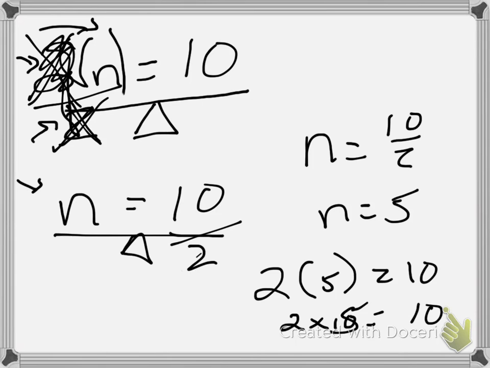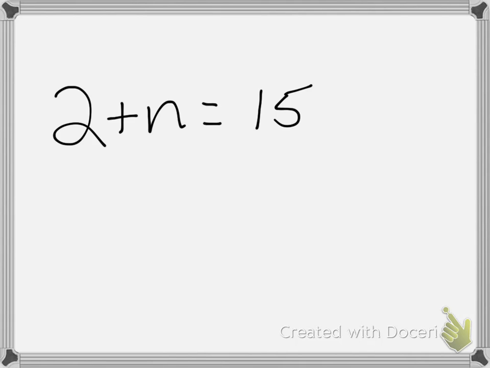Okay, so we've looked at one that is multiplication. Now let's look at one that is addition. Say we have 2 plus n equals 15. We know that 2 plus any number would equal 15, so we already know the answer. The process actually stays the same when we're doing addition. We're going to do the inverse of addition, or the opposite of addition, which is subtraction. So we have to look and see whether this number is positive or negative, and that will tell us whether we're adding or subtracting.